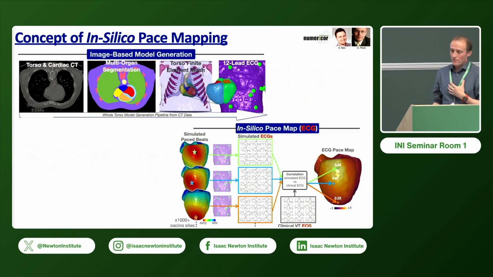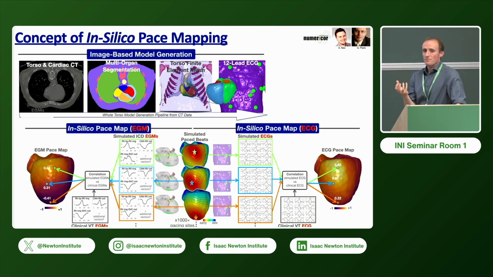So in silico pace mapping using 12-lead ECG data is potentially quite interesting, but what we're really excited about is the potential of whether we can reconstruct an in silico pace map using EGM data. These patients, because they're coming for an ablation, about 90% or so of them have got an implanted device. These implanted devices have already got recordings of their clinical VT, which is why they're coming in for the ablation. So we're trying to utilize and leverage this data.